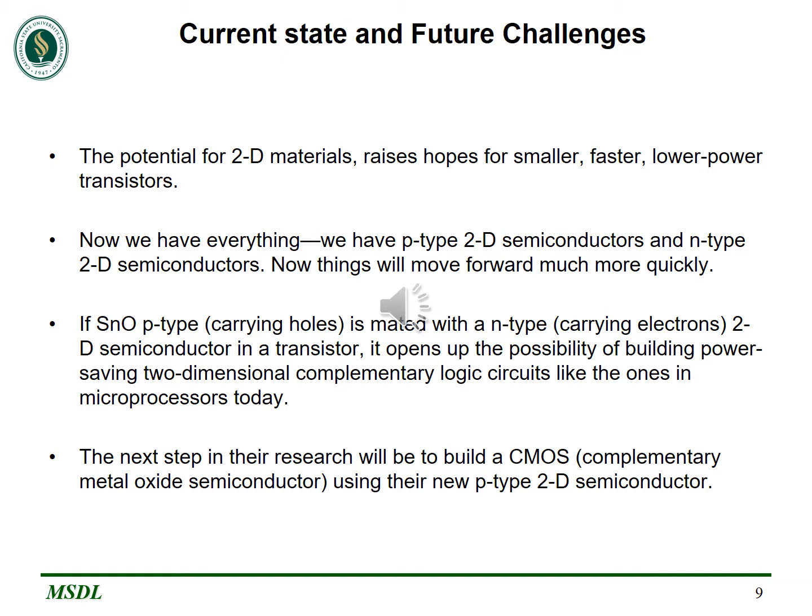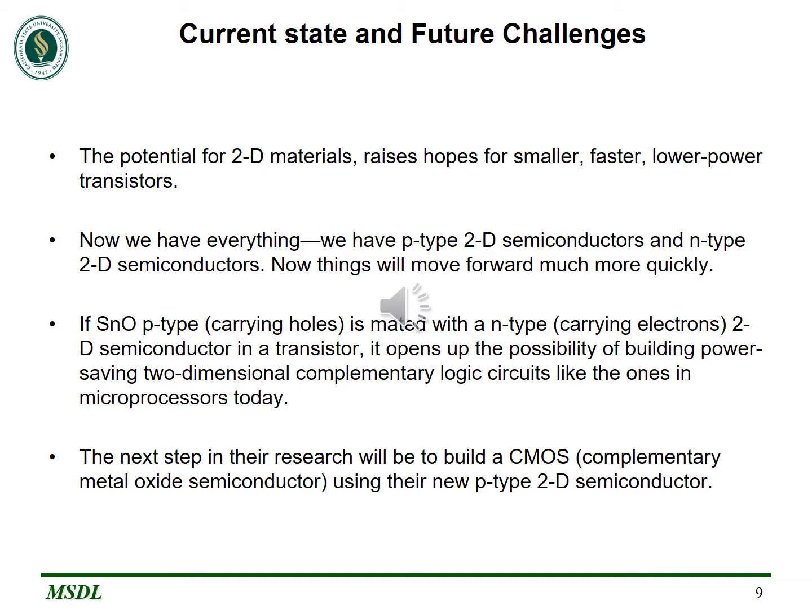Now the future challenge is that we have to mate this tin oxide p-type, which carries holes, with the n-type, which carries electrons, in a transistor. It opens up the possibility of building power-saving two-dimensional complementary logic circuits, the ones which we use in today's microprocessors. Now the next step in this research is to build a CMOS, complementary metal oxide semiconductor, using this new type of 2D semiconductor.